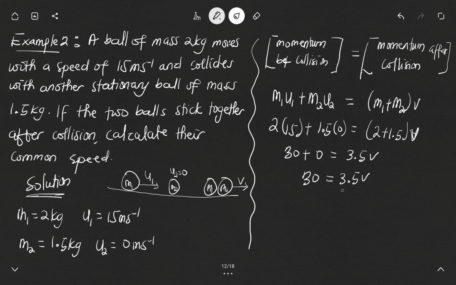So to get my answer for velocity or the common speed, I divide both sides by 3.5. This cancels this. So my common speed in this case becomes 30 divided by 3.5. And if I punch that into my calculator, I am going to get 8.75 meters per second.